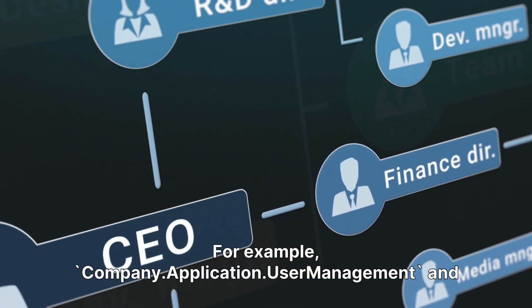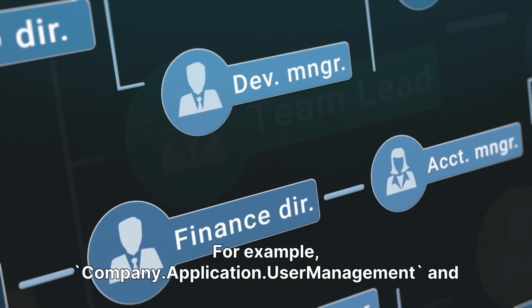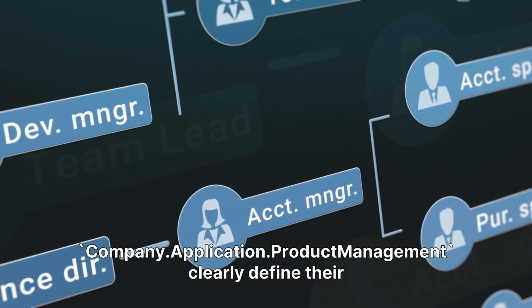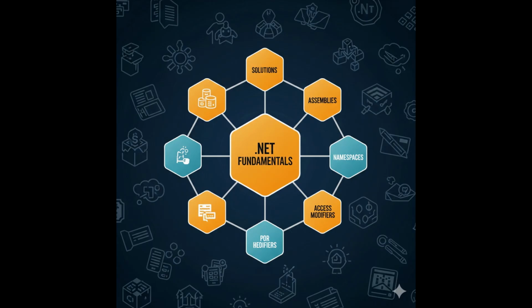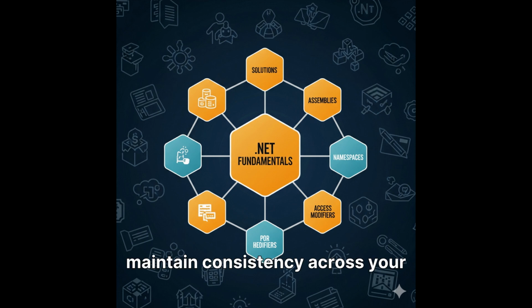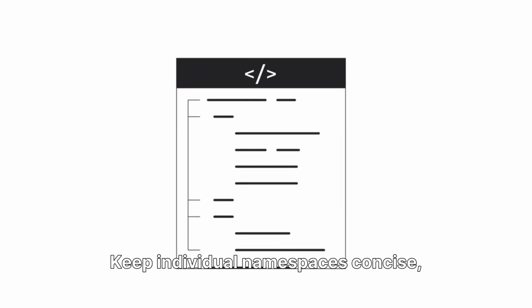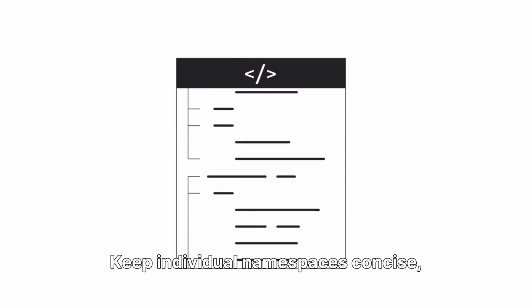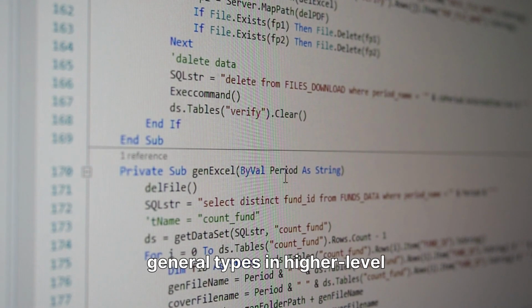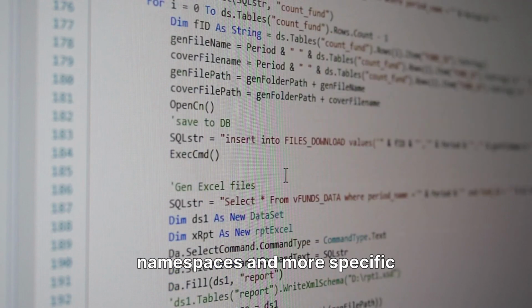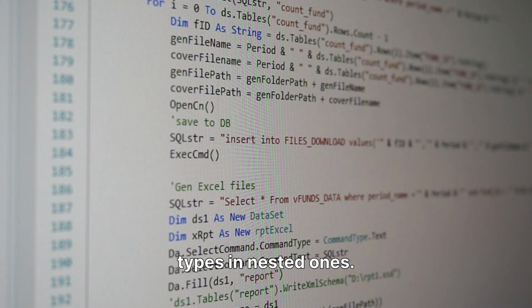For example, Company.Application.UserManagement and Company.Application.ProductManagement clearly define their respective domains. Name your assemblies after their main namespaces to maintain consistency across your project. Keep individual namespaces concise, containing only types that are logically related. Segregate types hierarchically, placing general types in higher-level namespaces and more specific types in nested ones.